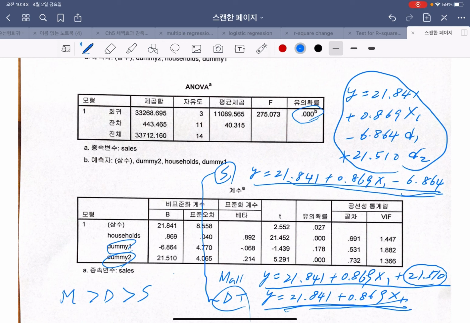And in terms of the hypothesis testing for the households, since the p-value is almost 0, you reject the null hypothesis. That means the coefficient is significant. For the dummies, you don't use the usual hypothesis testing. So forget about the hypothesis testing for these dummies. Just try to understand the magnitude of difference among the categories, in this case, in terms of sales.